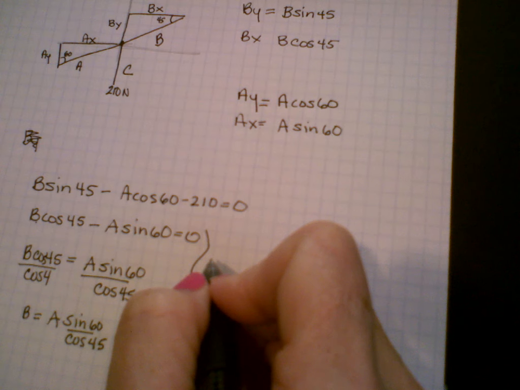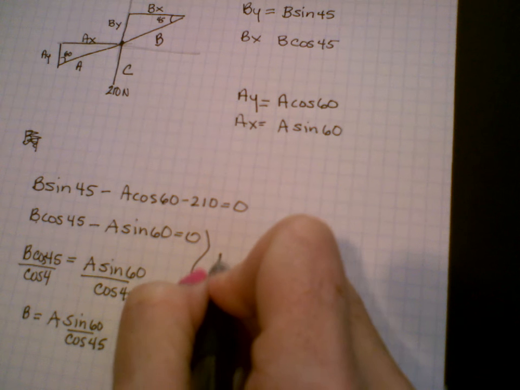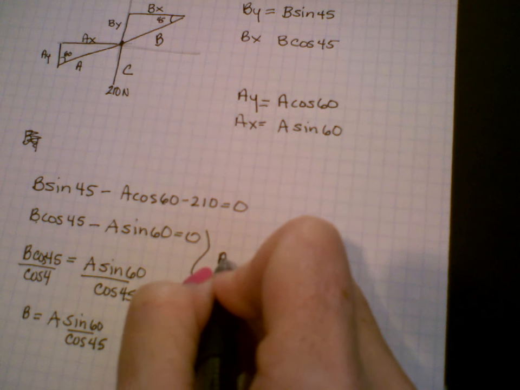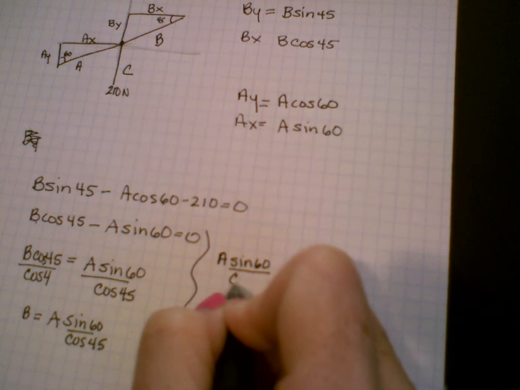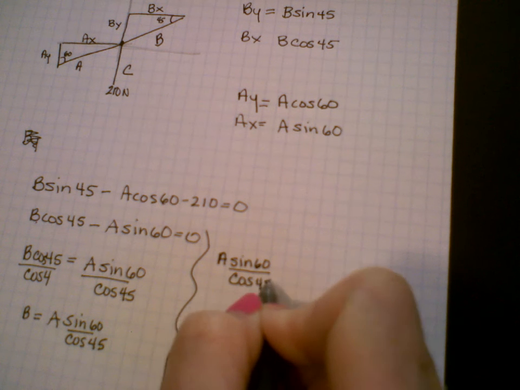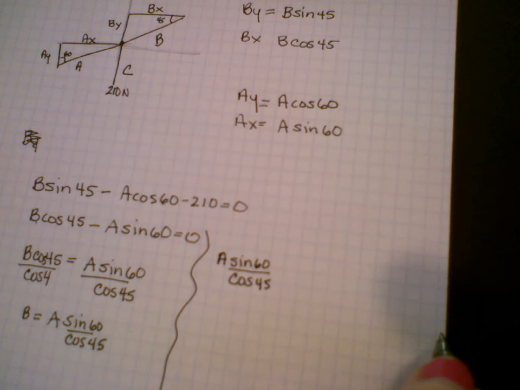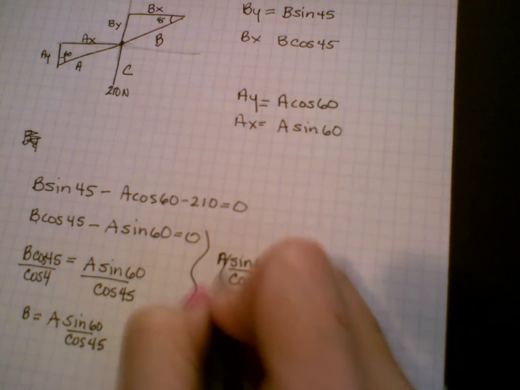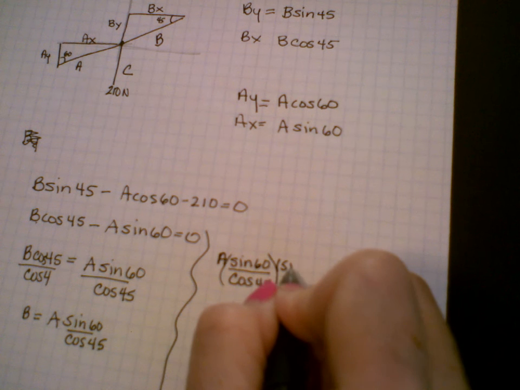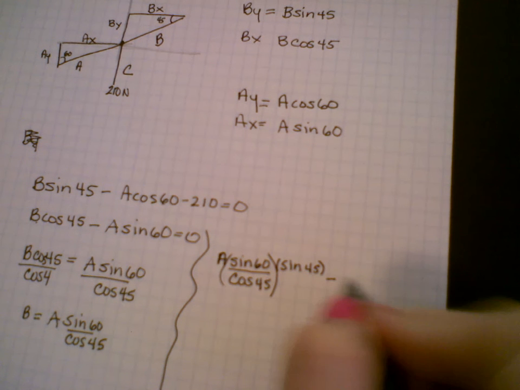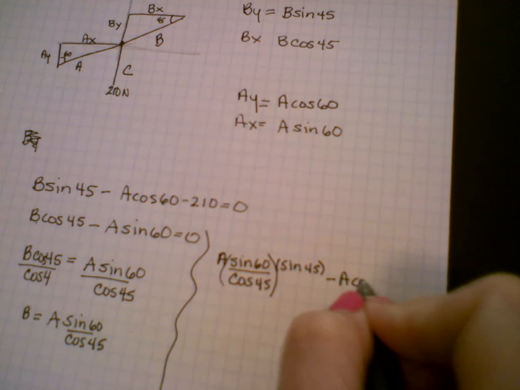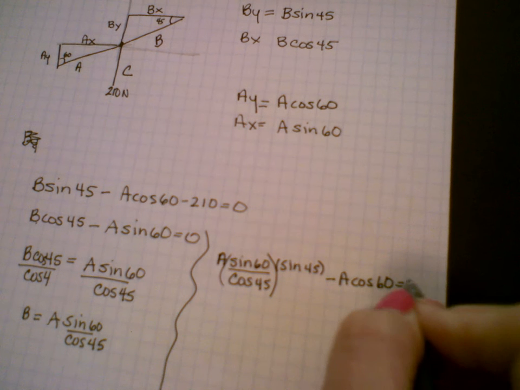So A sine 60 over cosine 45 times sine of 45 minus A cosine 60 equals 210.